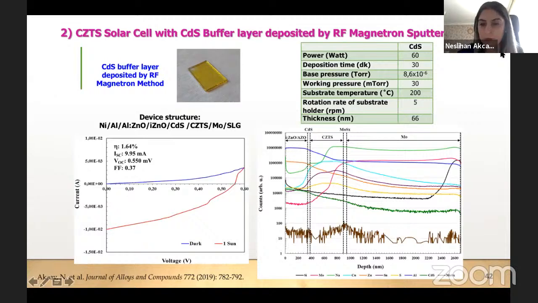We also did a study on sodium diffusion from the soda lime glass substrate through the molybdenum layer into the absorber layer. Here you see the sodium element in green color. It has a homogeneous distribution in the moly layer and also in the CTS kesterite absorber.